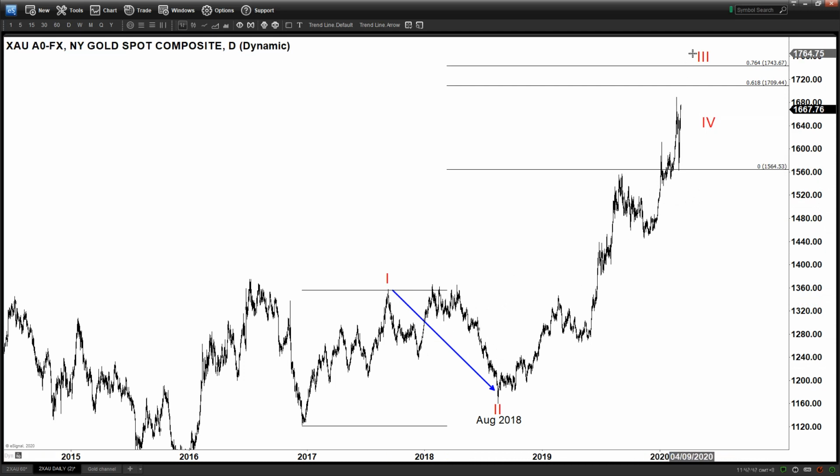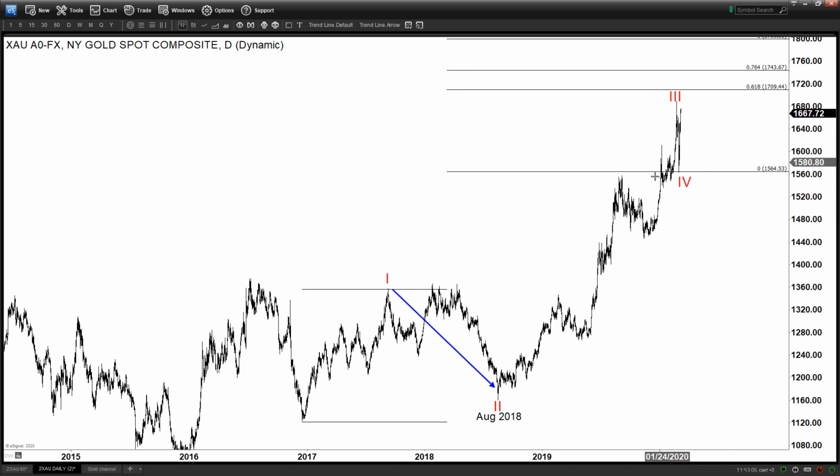But okay, look, let's assume that this is our 3, this is our 4. Then we are going to be looking for the last push higher in the wave 5 to finish the bigger 5 waves from 2016. So we got this 1, 2, 3, 4, now finishing 5. So what will be a potential target we're talking about here?